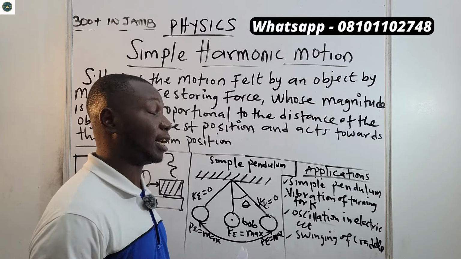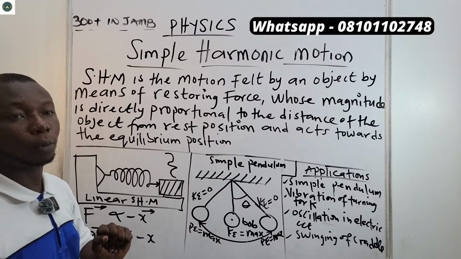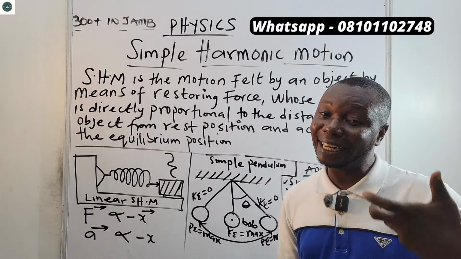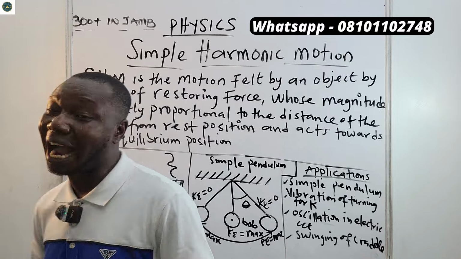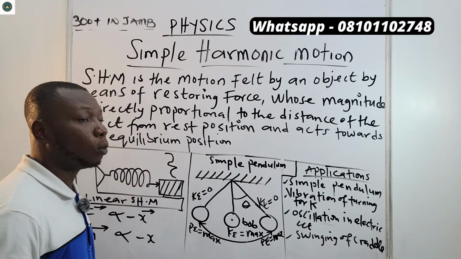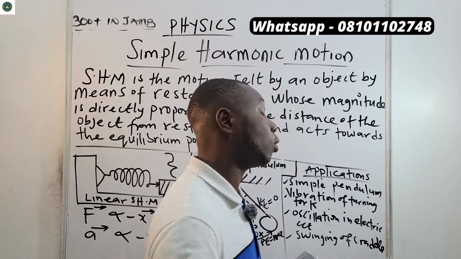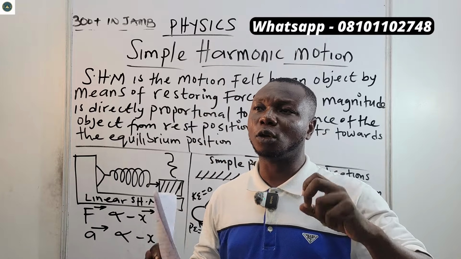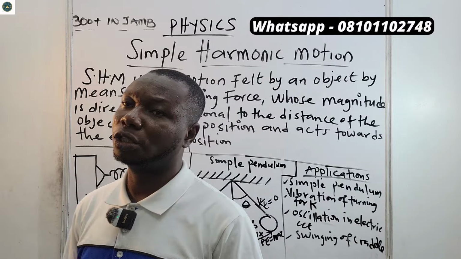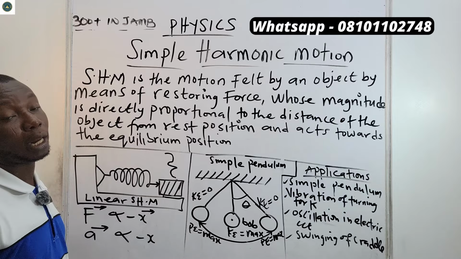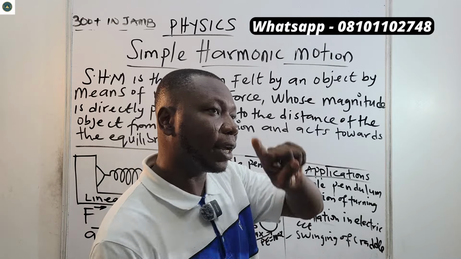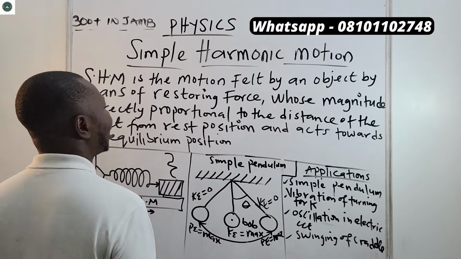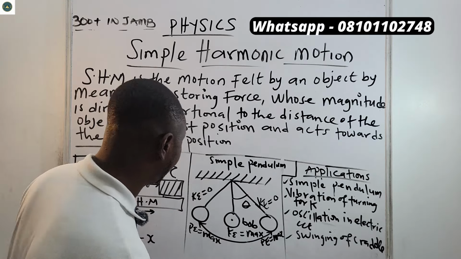The only difference is that the simple harmonic motion is of two kinds, two types. We have the linear simple harmonic motion and the angular simple harmonic motion. When you hear the word linear simple harmonic motion, what comes to your mind is that the motion takes place on a straight line. Then when you hear the word angular, angular means it is moving in a what? In a circular path. It's moving in a circular path around the circumference of a circle.